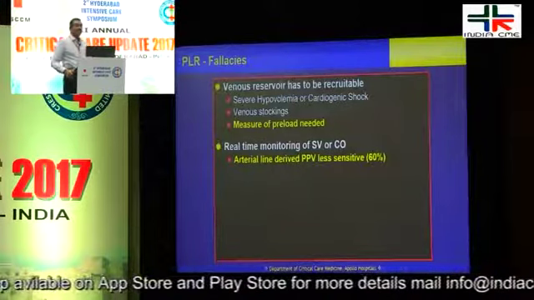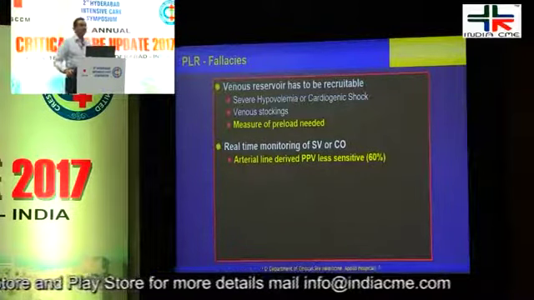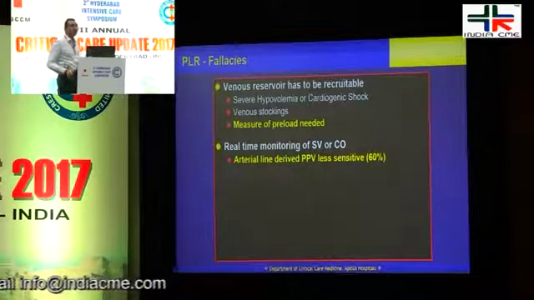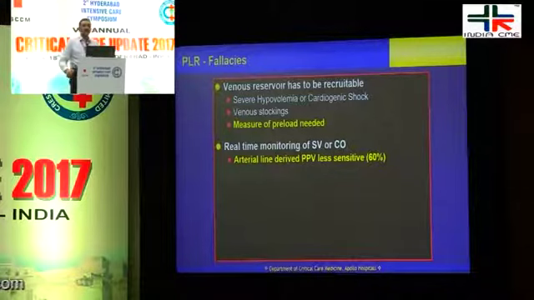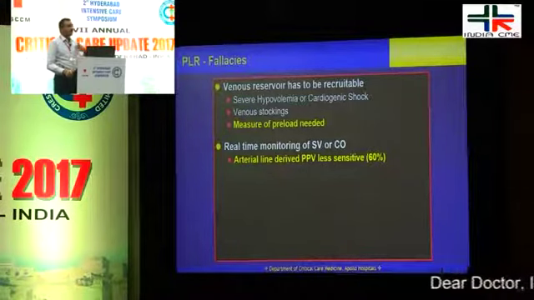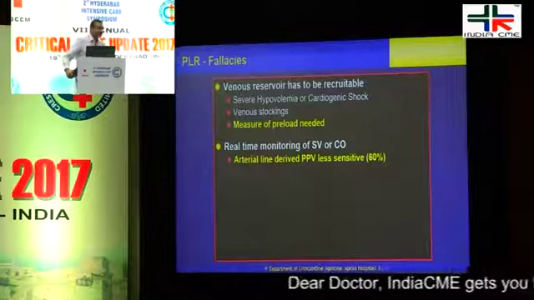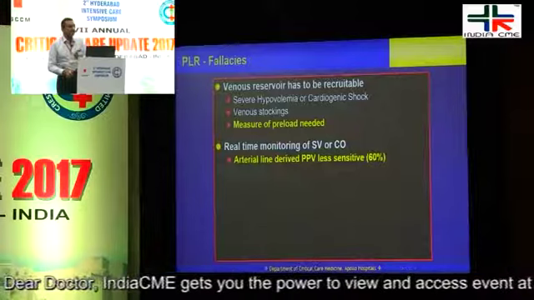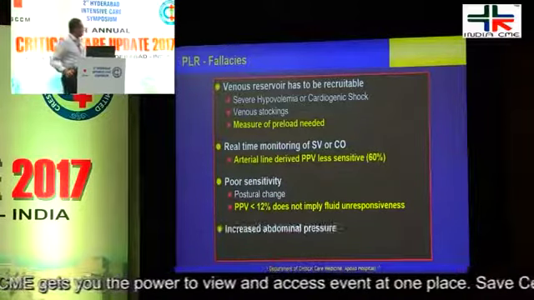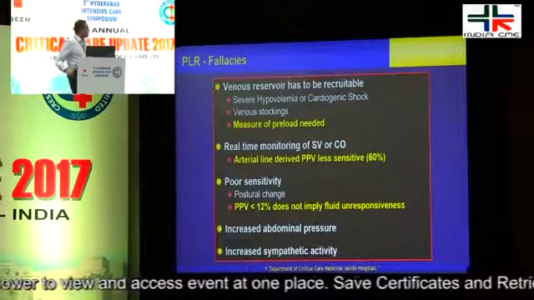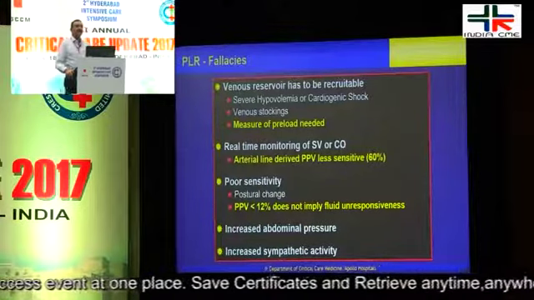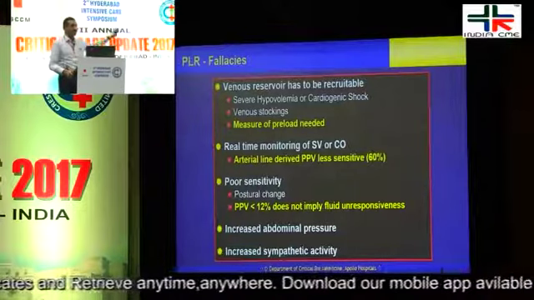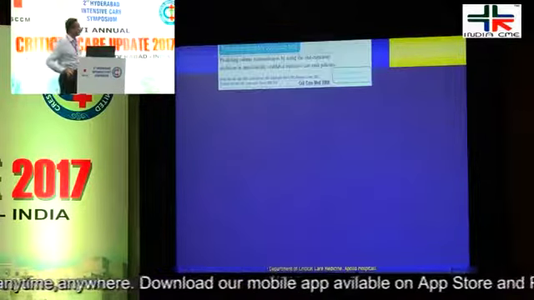You need real-time monitoring of preload and real-time monitoring with an arterial line for you to be able to tell. Remember that the arterial line derived pulse pressure variation sensitivity is very poor. Ram was talking about it in the morning. So you will more likely end up with a false negative result. If it is a positive result, it most likely means the patient is fluid responsive, and then you can interpret it that way. And remember that increased intra-abdominal pressure can interfere with it, and increased sympathetic activity can sometimes cause a false positive result. So you need to be careful about using PLR in those patients. If those criteria are met, you can certainly go ahead and use a PLR.